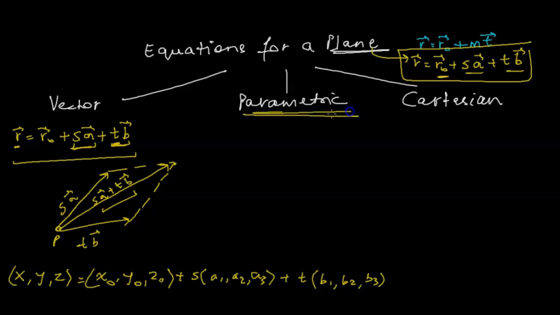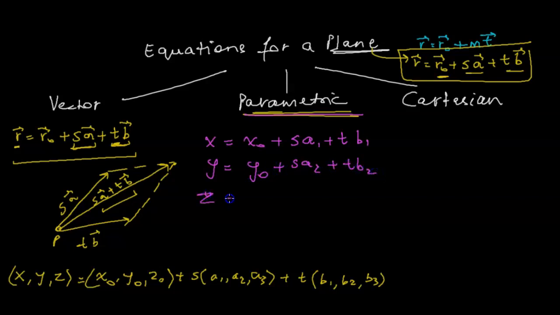Coming to how parametric equations would look, parametric equations are nothing but just an expansion of the vector equation into x, y, and z components. So we would write down x is equal to x naught plus s a1 plus t b1, y is equal to y naught plus s a2 plus t b2, and z is equal to z naught plus s a3 plus t b3. Cartesian equations we would talk about in the next lesson, because this lesson is about vector and parametric equations.